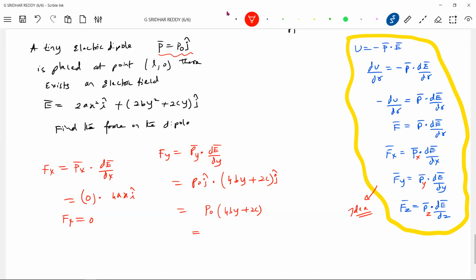Dot product. Look at once: the dot product of two vectors should be a scalar. Only the magnitude I'm able to get, and this Fy will indicate the direction. I need not bother writing F bar because the dot product is there. Where is it asking? Placed at (L, 0).